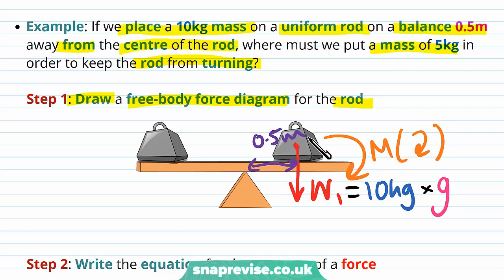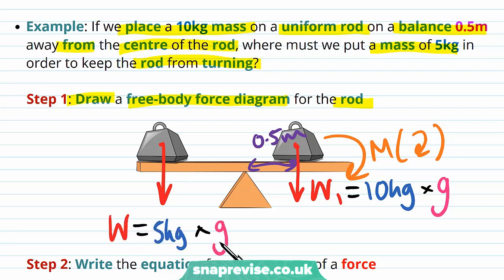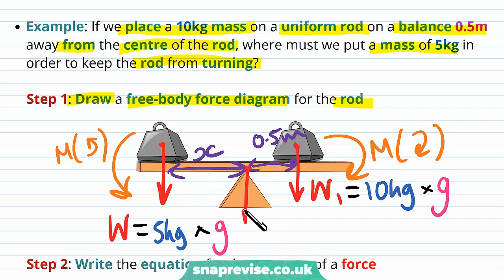And now we've got this other mass here, which has a weight equal to 5 kilograms times g. And this mass is going to create an anti-clockwise moment. And we want to know where we're going to place this mass on the rod in order for the rod to be in equilibrium. So we want to find this distance x. And let's not forget, we've also got the weight of the rod, and we also have the normal contact force from the pivot, which is R.